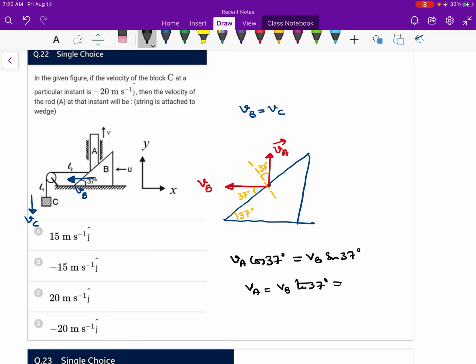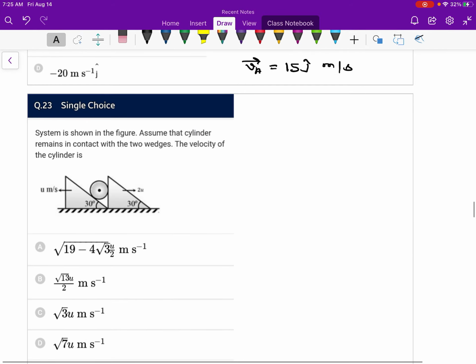Now VB is same as VC, so this is 15 and tan 37 is 3 by 4, so this is 20 into 3 by 4, so that is 15 meters per second. So velocity of A is 15 meter per second up, so 15 j cap meters per second. Okay, so this is question 22, 15 j cap meters per second. Now next move to question number 23.